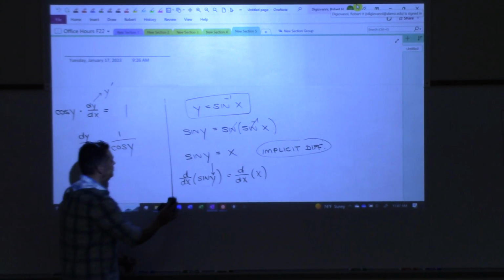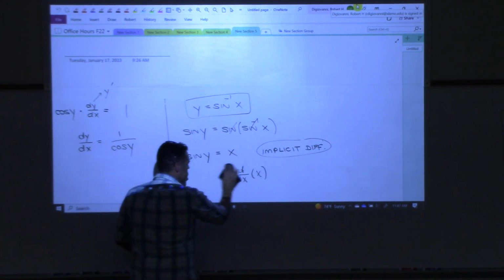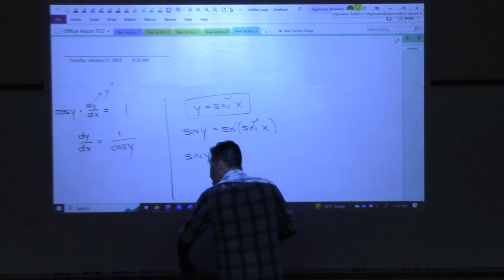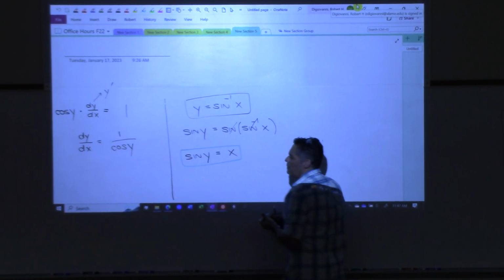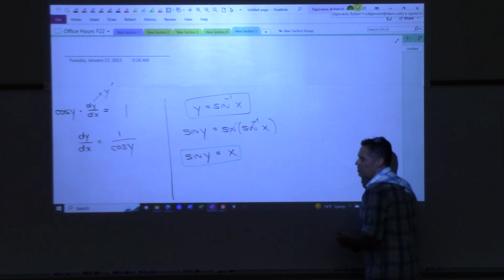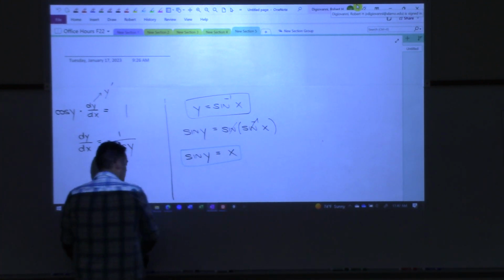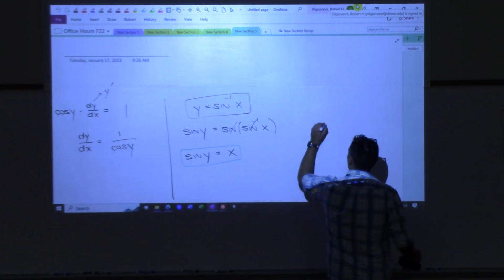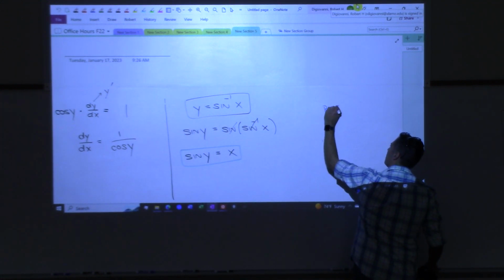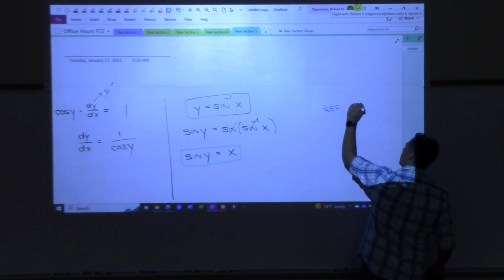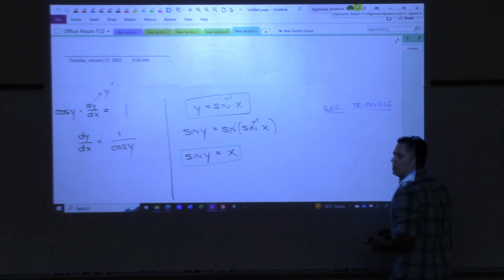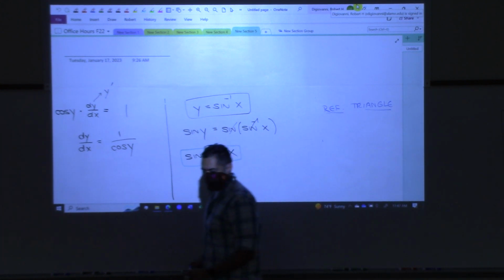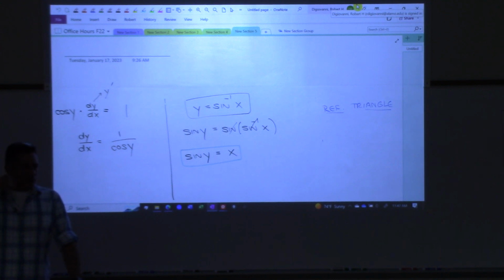So here's what I'm going to do. I'm going to leave that right there. That's the important part. I'm going to go back to when I did this step right here, and I'm going to use that information to create something called a reference triangle. This is the part that's going to come up big for us later. A reference triangle is just a triangle that helps you visualize a relationship that you have.